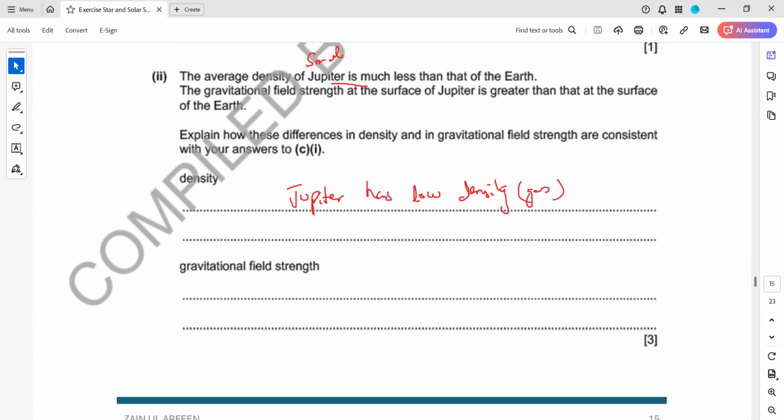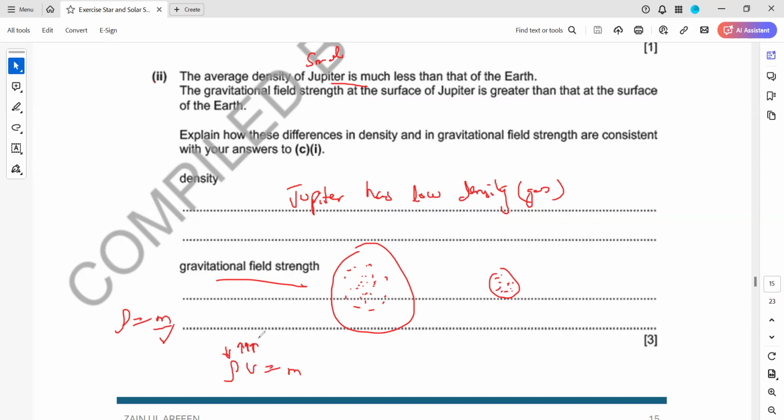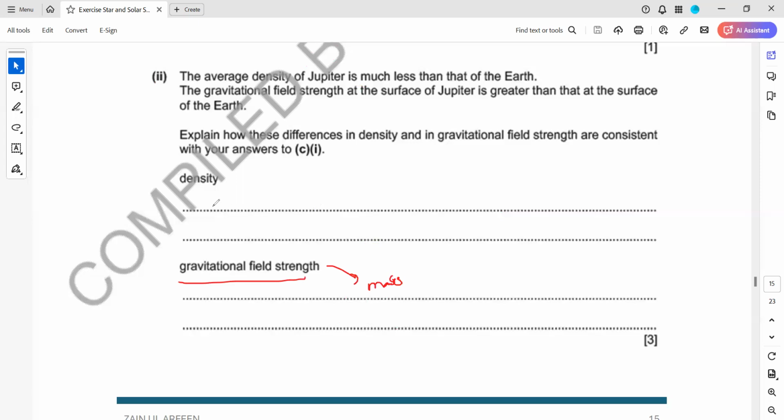But why is the gravitational field strength more? The gravitational field strength depends on the mass. So it has more particles or more mass as compared to Earth, because it has a larger size. Density is mass over volume, so density times volume is mass. Even though the density is less, the volume is so big that the mass of Jupiter is greater than the mass of Earth. That's why it has stronger gravity. So gravitational field strength depends on the mass, whereas density depends on the type of material: gas, solid, liquid. Gas has a lower density than liquid, and liquid has a lower density than solid. Is it clear, this one? Yes, sir.